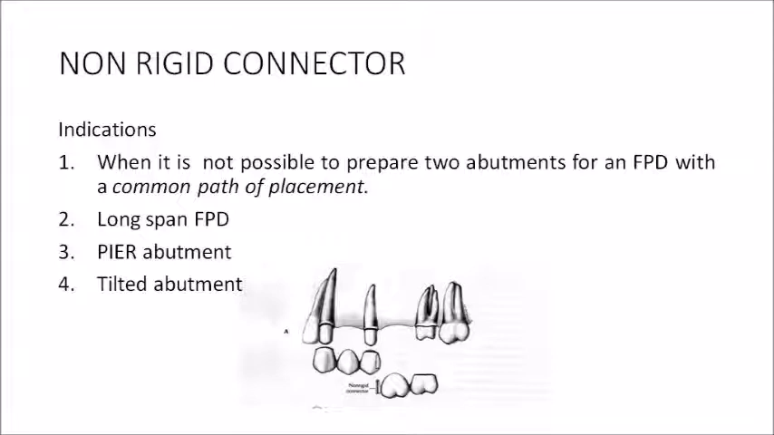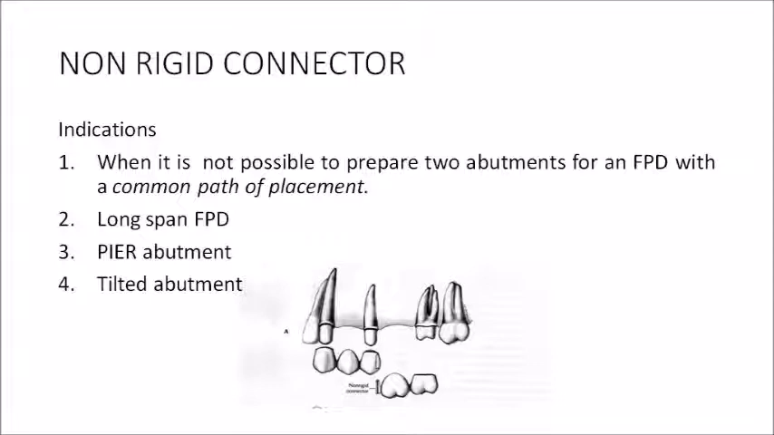That is, if two abutments or two adjacent abutments are not parallel to each other, then the path of placement will not be the same. So in such cases, it will be very difficult to place the FPD. So in such cases, we use a non-rigid connector. This is done by segmenting large FPDs into shorter components that are easier to place or repair individually.